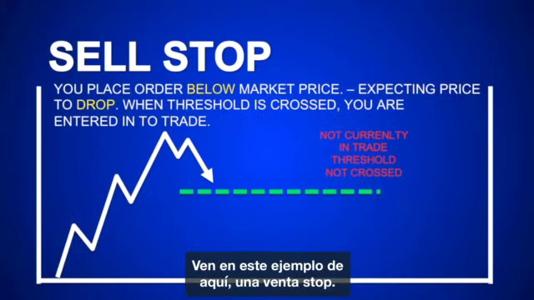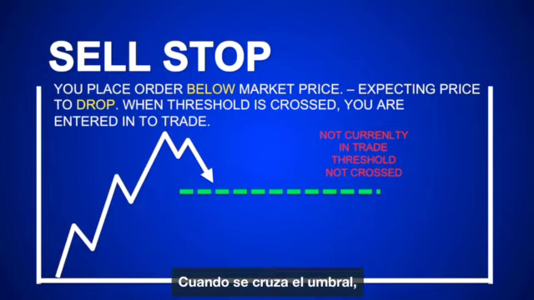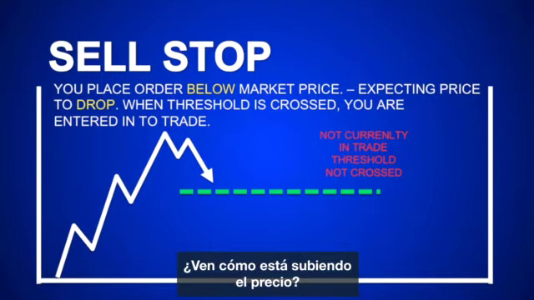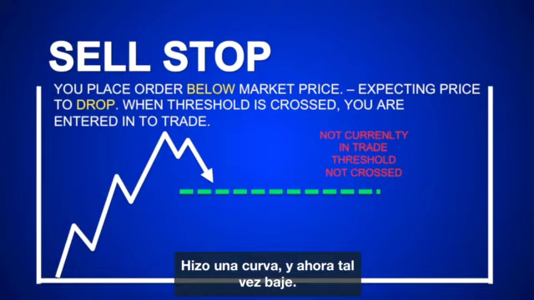So you see in this example right here, a sell stop. You place an order below market price, expecting price to drop. When the threshold is crossed, you're entered into the trade. Let me say this again. I want you to look at the picture, okay? You see how price is going upward, it's going up and down, up and down. It looks like it's moving up and then it turns. So now we're going to assume that maybe price wants to go down. It's made a turn. Now maybe it's going to go down.